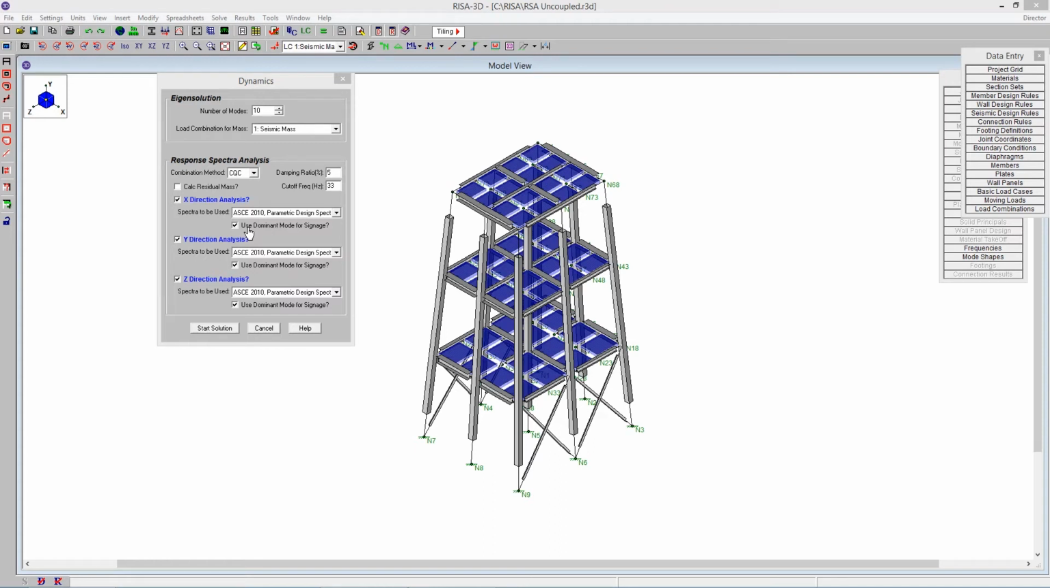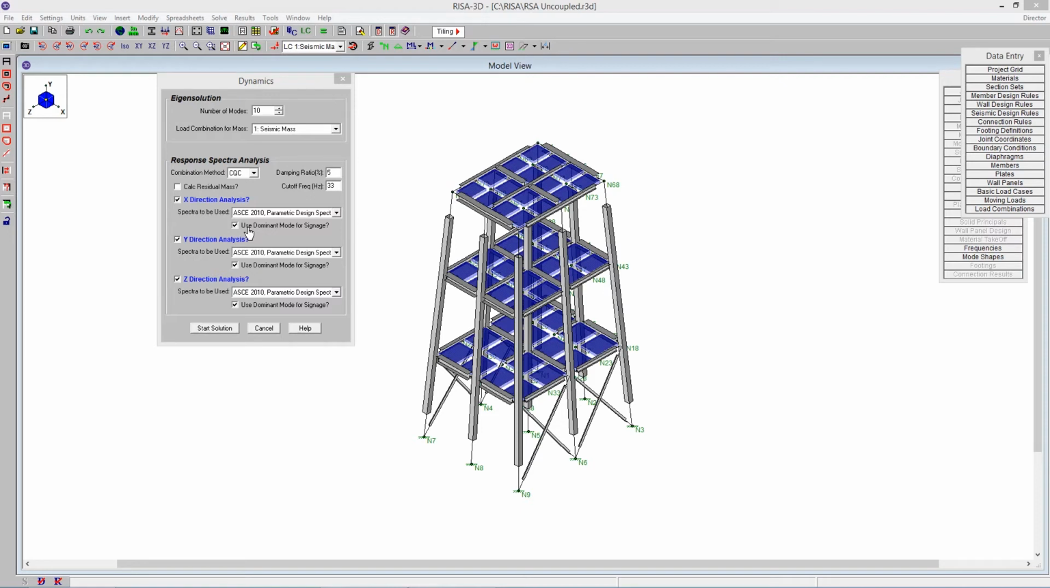So in order to make sure that the actual results match closer to what we would expect by statics, we have a checkbox here that says use dominant mode for signage. What that does is it merely looks at the reactions for the mode that has the highest percentage of the mass participation, and then assigns a positive or negative sign to each joint reaction based on those results for that individual mode.